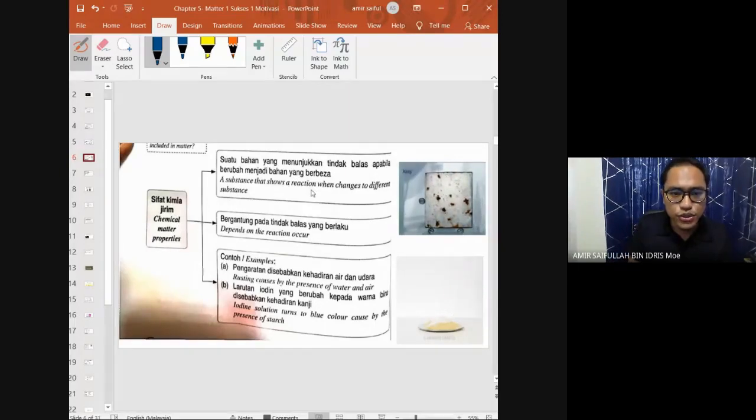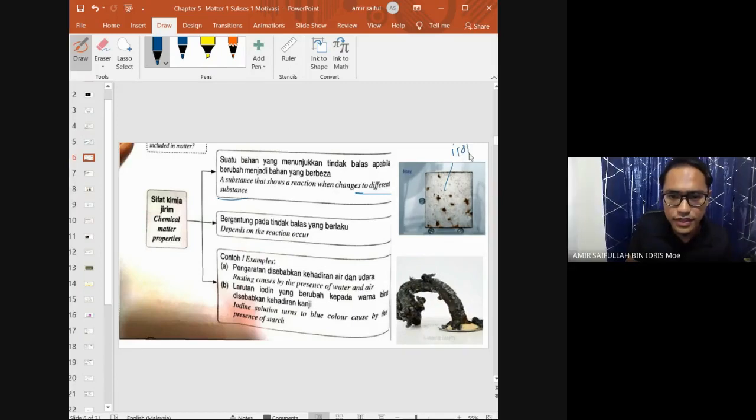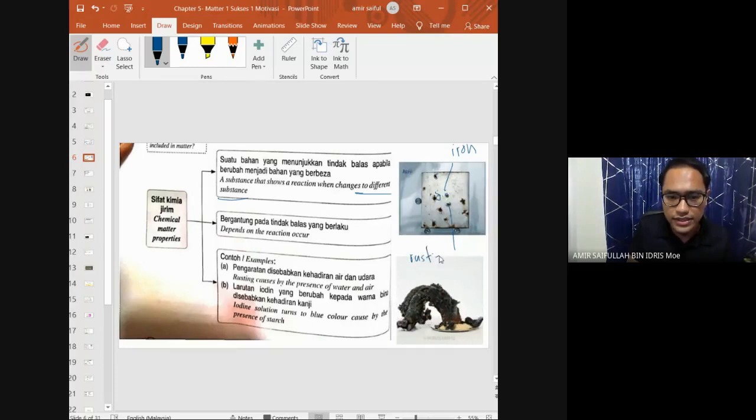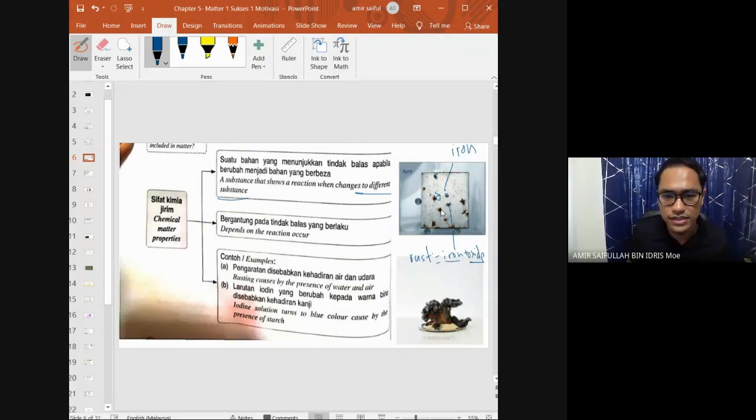Next, we go to the chemical property. Chemical property is when a substance shows a reaction and changes to a different substance. So chemical is when it changes. Like this, this is the iron. But when it changes color, you see it changes color, it is not iron anymore. This brown color, what we call rust, is actually iron oxide. So it is a combination of iron plus oxygen. So it is a new substance.